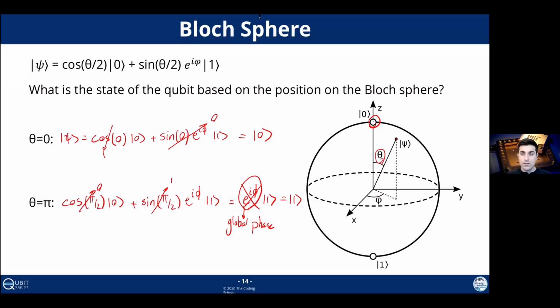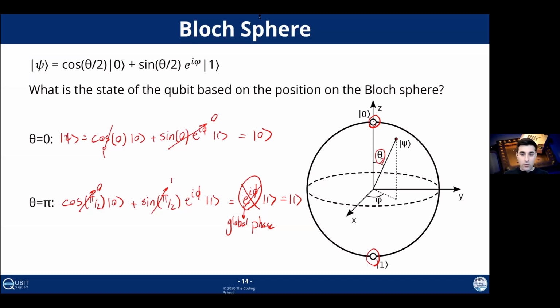Okay, now let's think about this again as the picture on the Bloch sphere. If this angle theta is equal to pi, or 180 degrees, my state psi is going to be exactly on the south pole. And the south pole of the Bloch sphere is the 1 state.